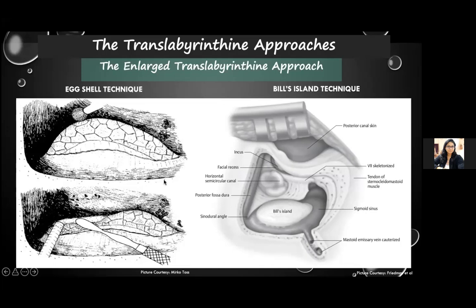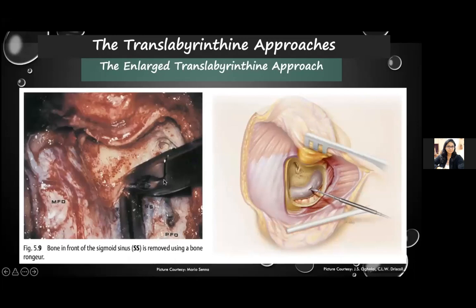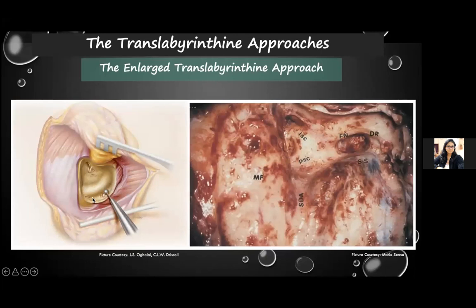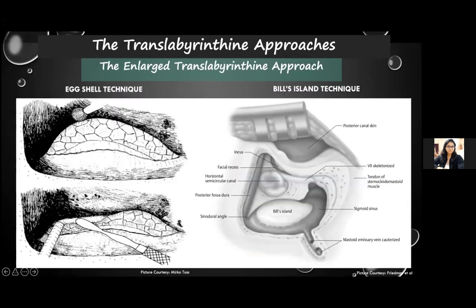Now, when you are exposing the sigmoid and removing all the bone above the sigmoid, another prominent structure which is present is the mastoid emissary vein. The anatomical location of the mastoid emissary vein is posterior, about halfway along the sigmoid sinus, which is seen here. When we have to retract the sigmoid sinus posteriorly, or if the tumor is very large, for better exposure we will have to sacrifice the mastoid emissary vein.